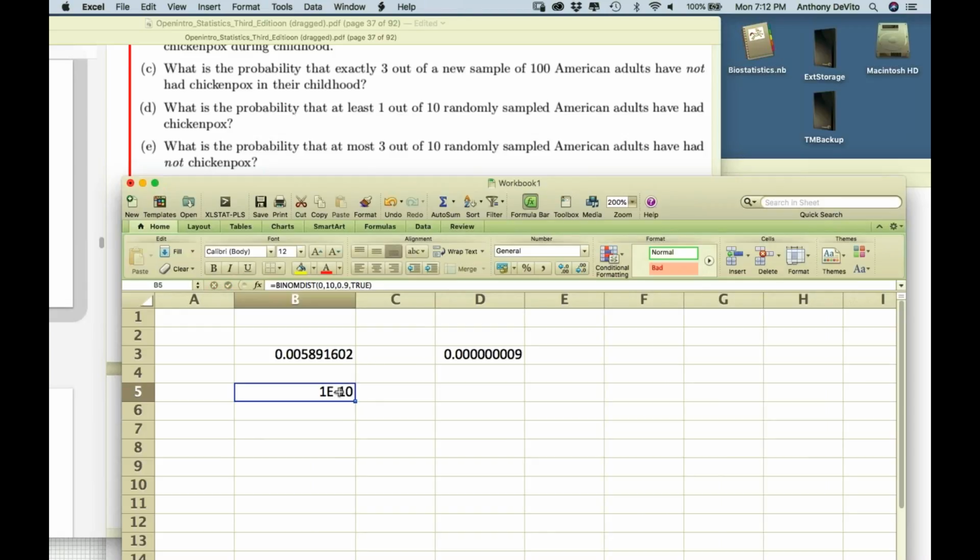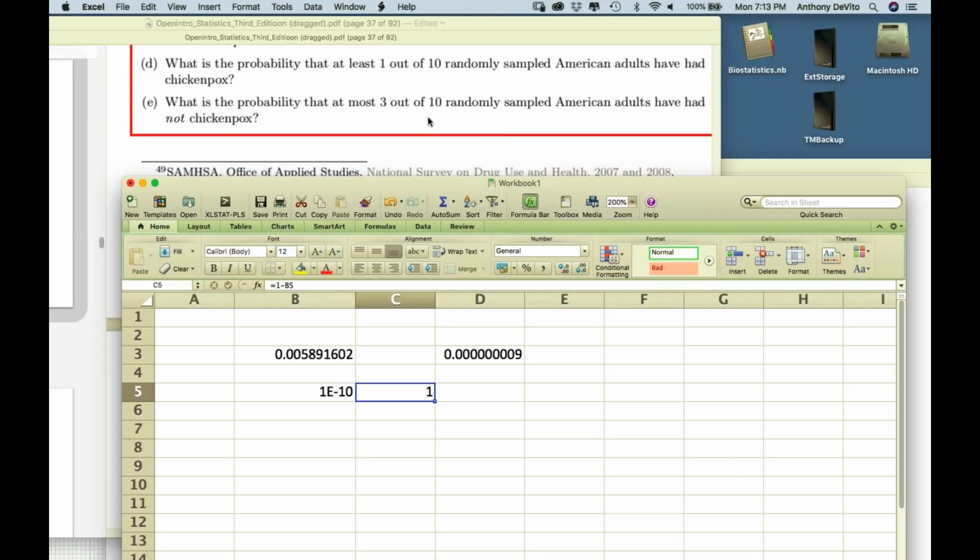Okay, that's 1 to the -10th. It's a tiny number, right? And 1 minus that number is going to be basically pretty much 1. 1 minus 10 to the minus 10th is going to be basically 1. I'm not going to bother doing it. It's really 0.99999. It's going to be a very low probability that you get 0 out of 10, and a very high probability that you get at least 1, 2, 3, 4, 5, or more out of 10.